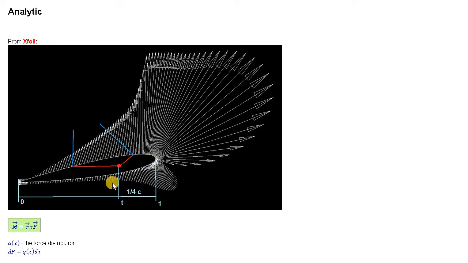The second step is to choose the point over which you're going to calculate the momentum. By convention, this point is 1/4 of the chord length. So you go here, this is the 1/4 of the distance. But you can pick any other point; any point is good.